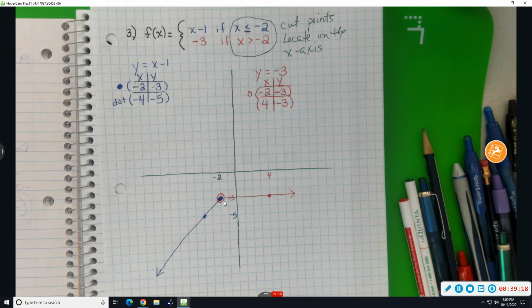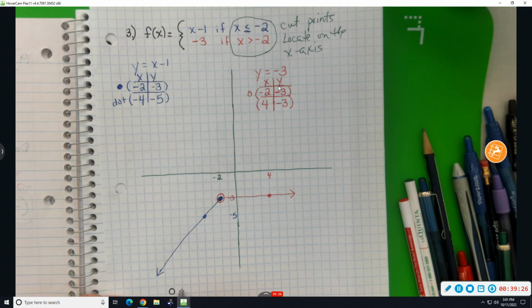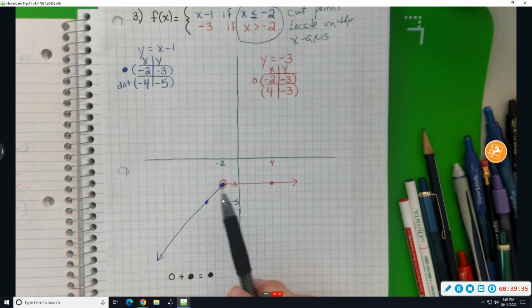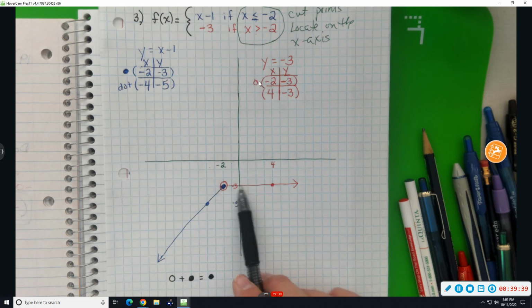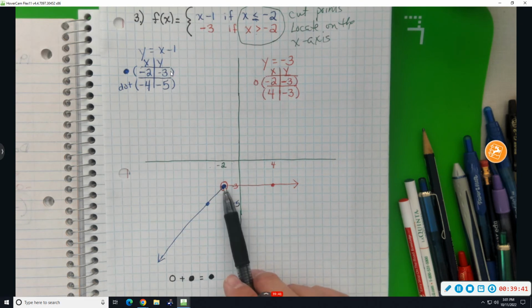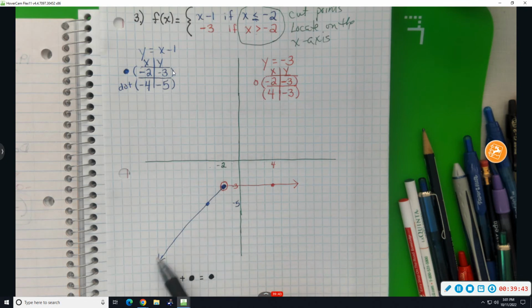They don't have it color coded, and so if an open and closed circle appear at the same spot, your graph will have a closed circle. That's what he's trying to say. Yes, the closed circles take precedence. An open circle says that this point isn't on the graph, but wait a minute. Yes, it is. It's on the graph for the blue piece.